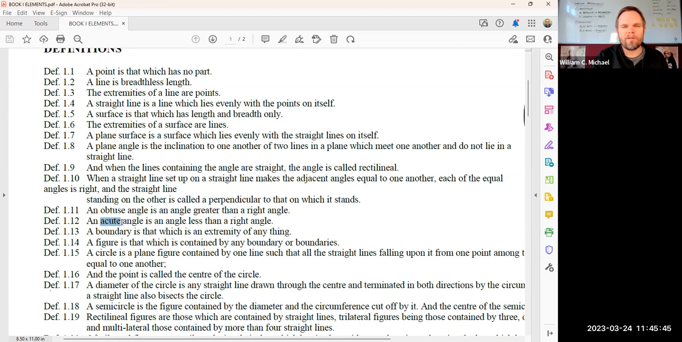Okay. So we've learned three kinds of angles. We've learned right angle, obtuse angle, and acute angle. So that's how we want to refer to these things as we study geometry.